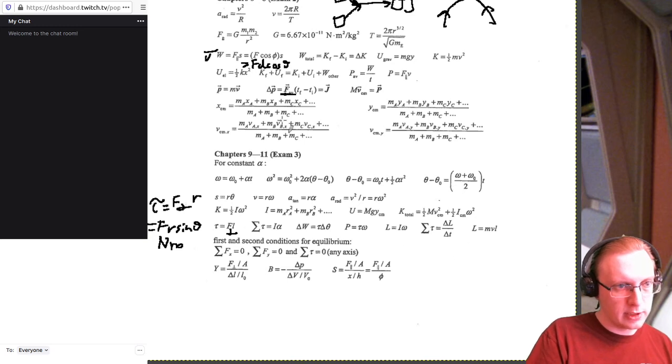So here's our delta. F delta T being our change in momentum. Here's our change in angular momentum. Change of angular momentum is equal to torque times the time that it is applied over. And this is the angular momentum for a single particle going around in a circle. I believe that's about it there.